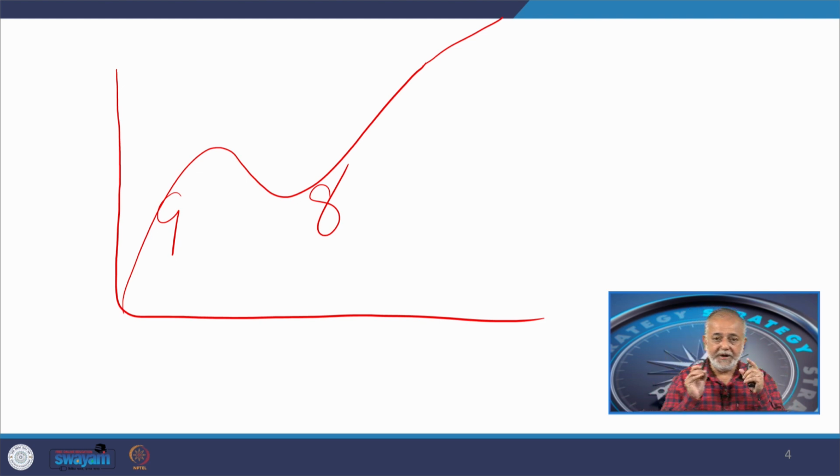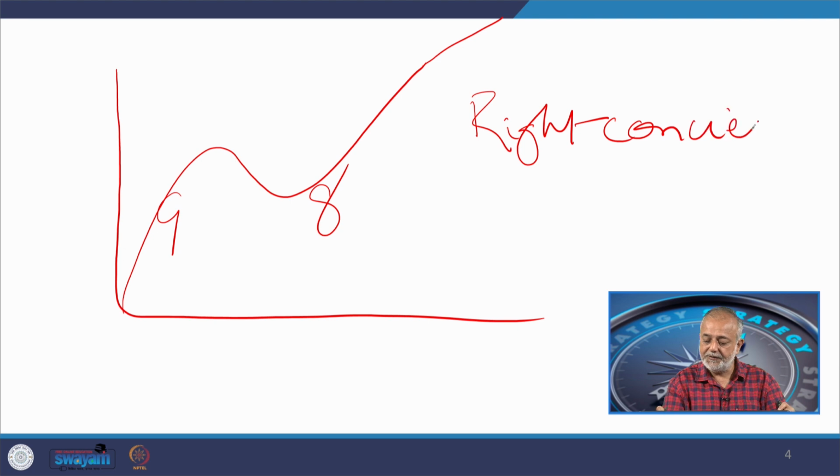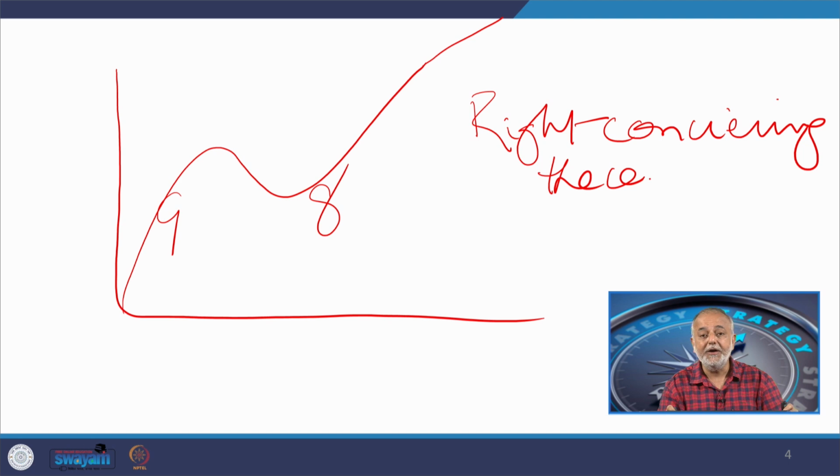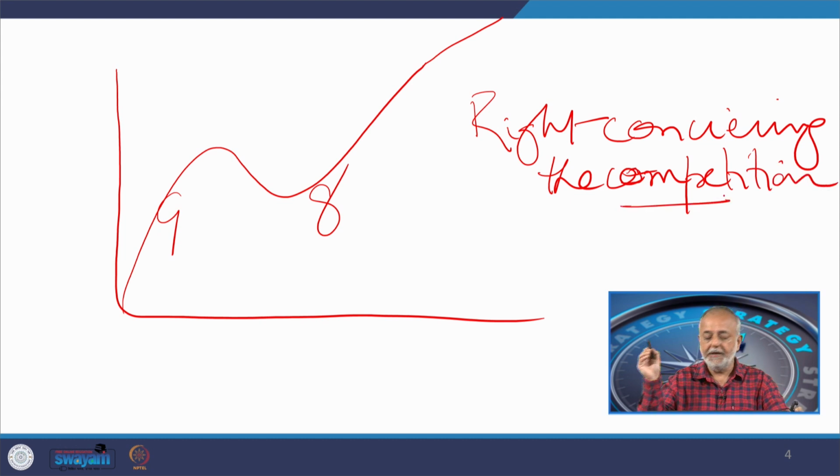But if you deliberately choose specific steps, which we will be talking about in terms of cost and differentiation and those kinds of things, as compared to your competition, wherein first you have to rightly conceive the competition, who is your actual competitor. So, rightly conceiving the competition or acknowledging the competition. So, if you are rightly doing that, this is rightly conceiving the competition.